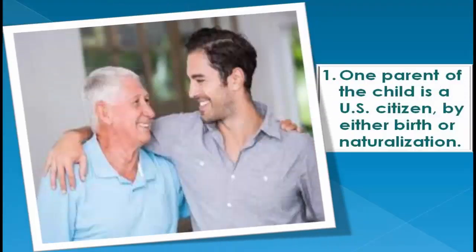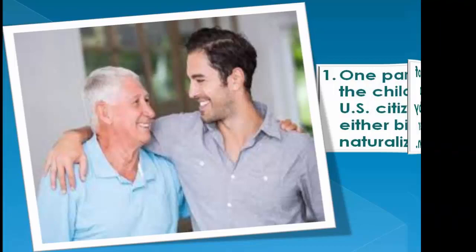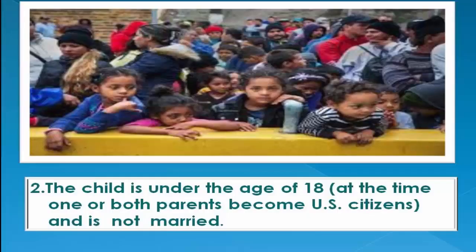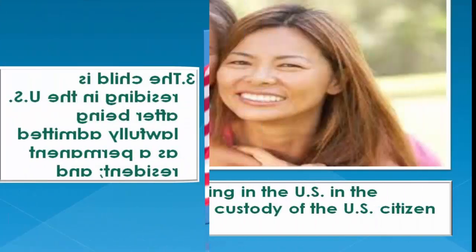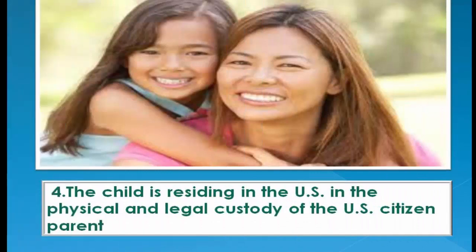1. One parent of the child is a U.S. citizen, by either birth or naturalization. 2. The child is under the age of 18 at the time one or both parents become U.S. citizens, and is not married. 3. The child is residing in the U.S. after being lawfully admitted as a permanent resident. And 4. The child is residing in the U.S. in the physical and legal custody of the U.S. citizen parent.